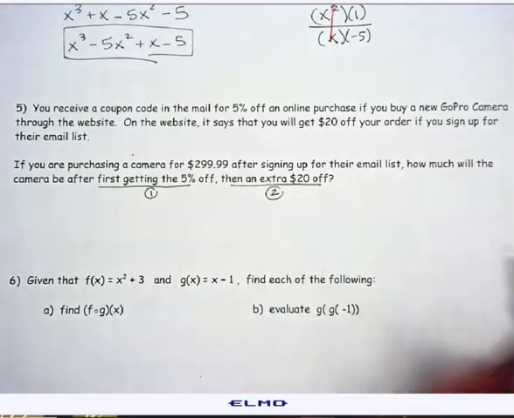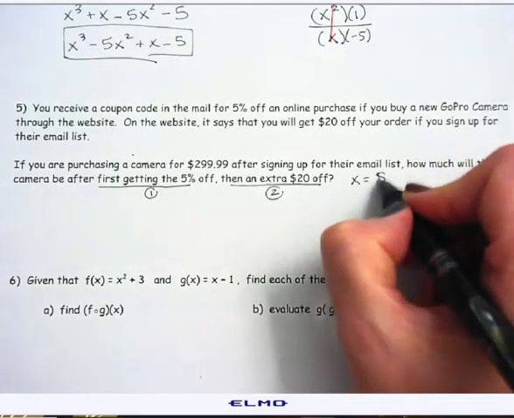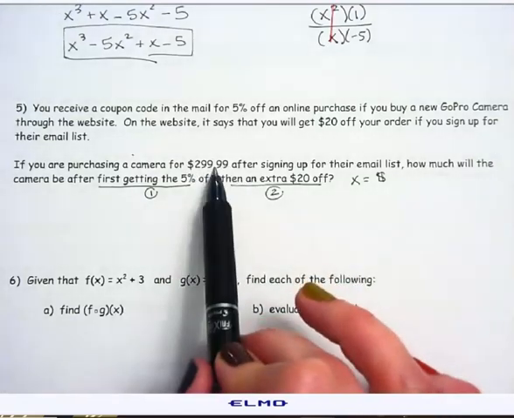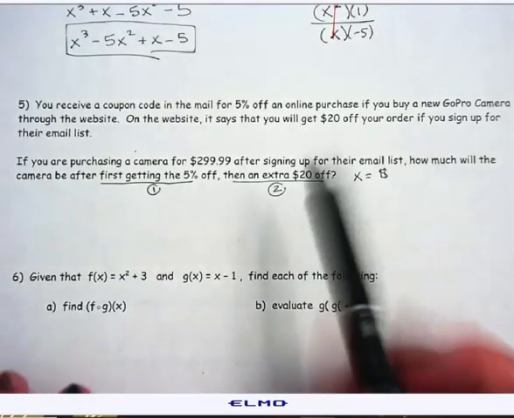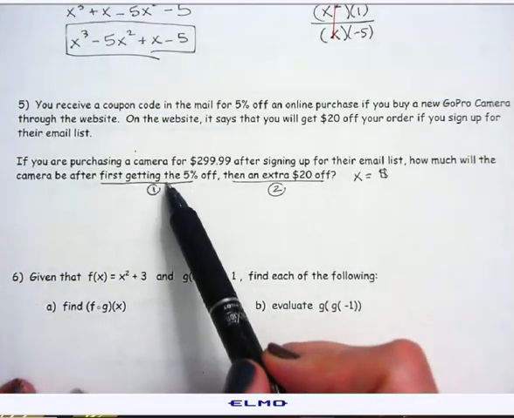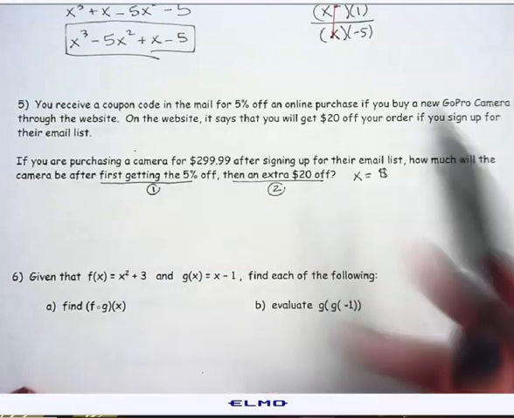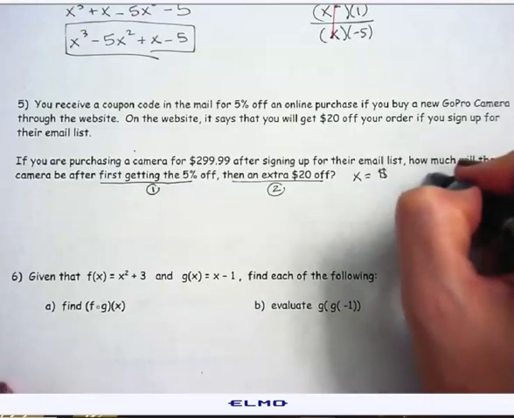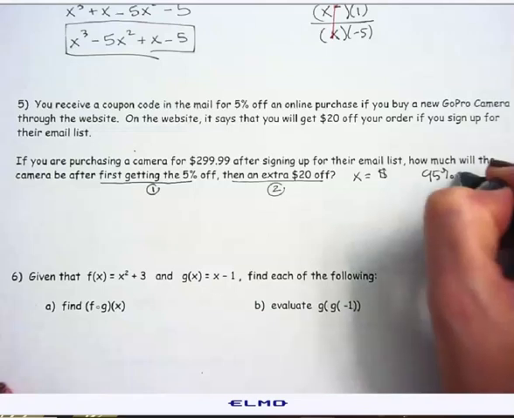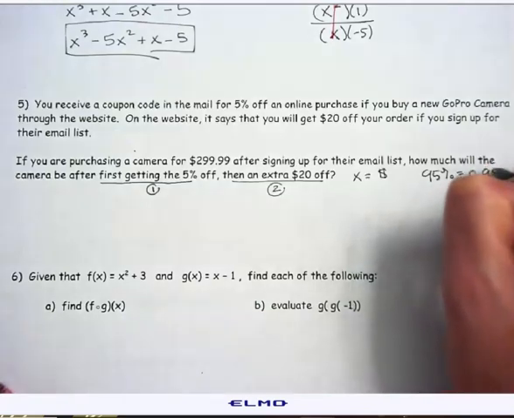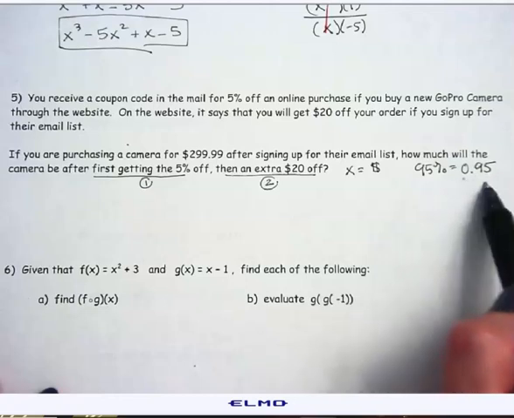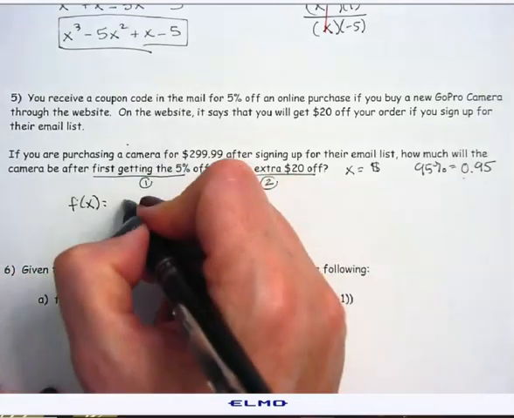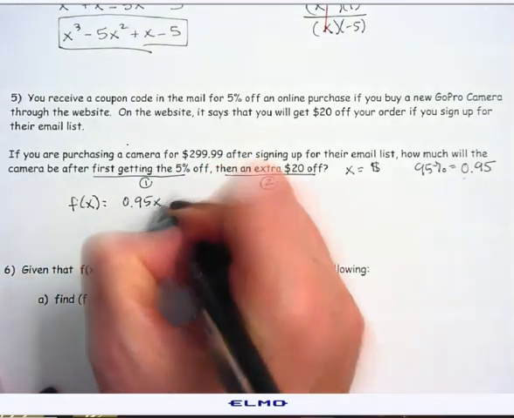So we're going to create a function where x represents the price of the camera, and then after I set up my function, I'll plug in the $299.99. The first thing that's going to be happening to my price is I'm getting 5% off. If you're taking 5% off, then the amount you're paying is 95%, and we write that as a decimal as 0.95. So this is the number I'm going to use in my function. So we're first going to do 0.95 times the cost of the camera.